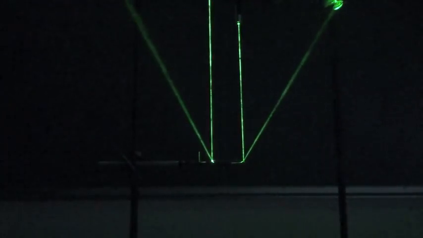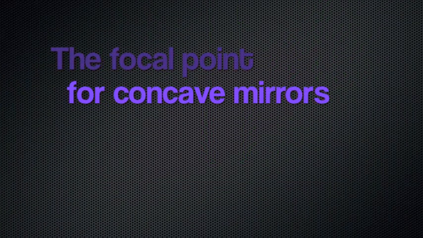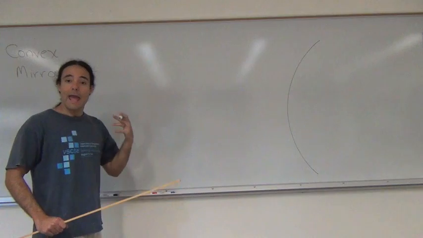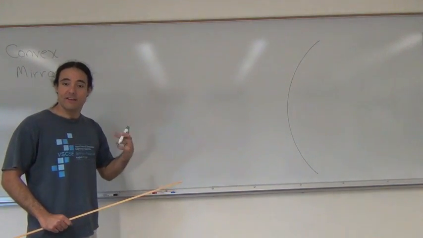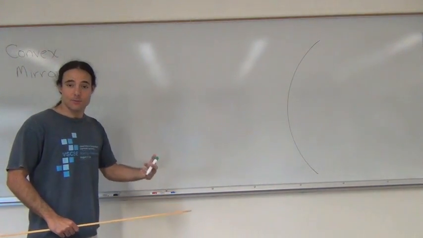So what happens if I put my diverging mirror in there? You can see that those laser beams start going off to different sides. That looks very, very nice. A convex mirror is going to have its focal point at a different spot in space.